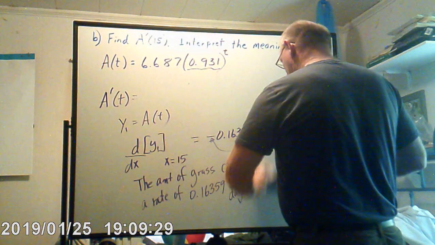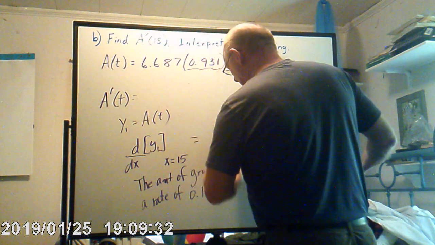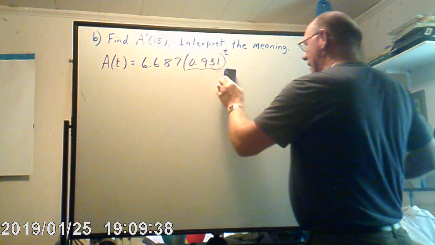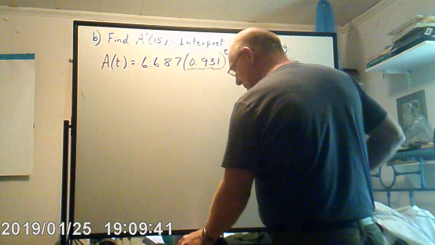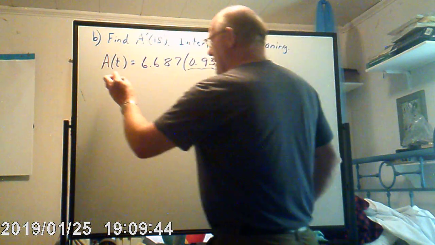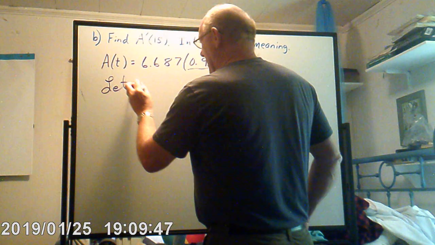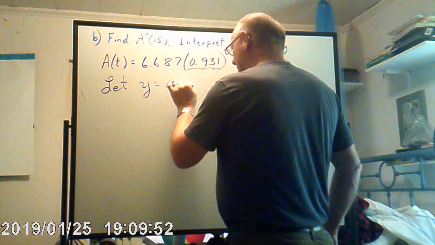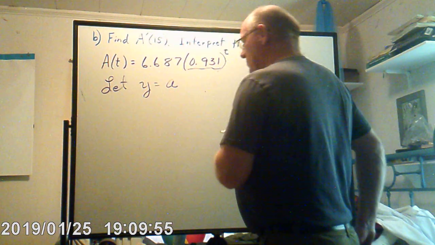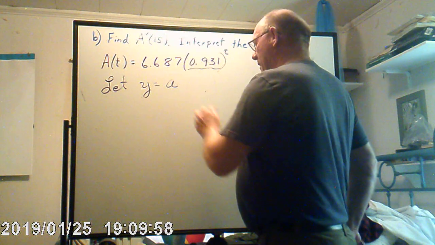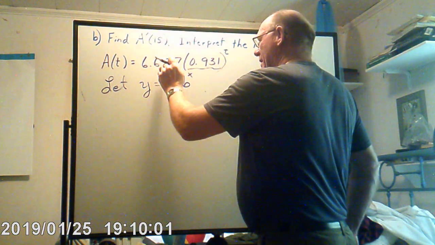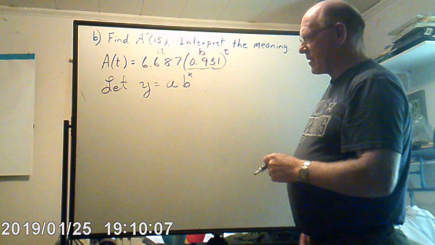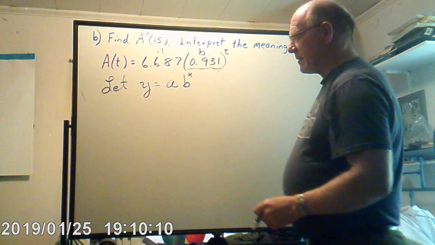So, I could show you, those of you who are in the regular calculus might want to see this. Since I do have a little time left, I may just go ahead and show you. Instead of A at T, let's let Y equal A B to the X. That's what we got, A B to the T, but I'm going to put it as X right now.